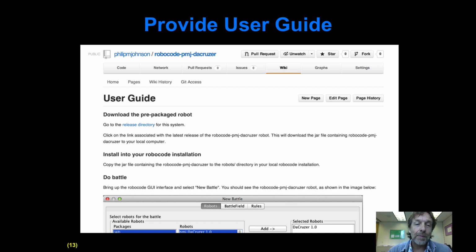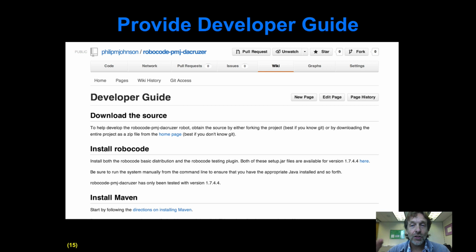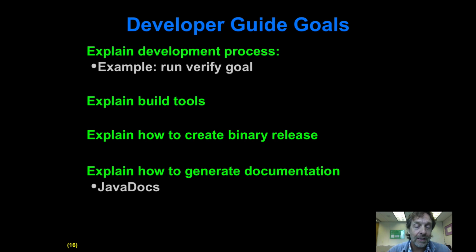Here's a little screenshot of your user guide. In order to satisfy the prime directives, a user should be able to download and install a version of your system, and it should not require the user to be a programmer, or a user of Eclipse or Maven. And so your user guide is going to be oriented around that type of person. In contrast, the developer guide is your way of getting new developers involved in your project, and that's going to have much more extensive explanations of your development process, your build tools, how to create a binary release, how to generate documentation, and so forth.